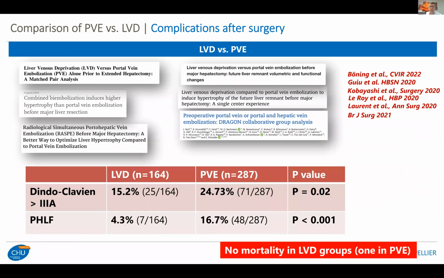Interestingly, if now we take a look at what happens after surgery, which is also a very important point, and if we pool the data coming from all these series, you can see that the risk of major complication after surgery is lower when the liver had been prepared by LVD versus PVE. But more interestingly, the risk of post-hepatectomy liver failure is much lower after LVD than after PVE. That's in my opinion, a very important point.